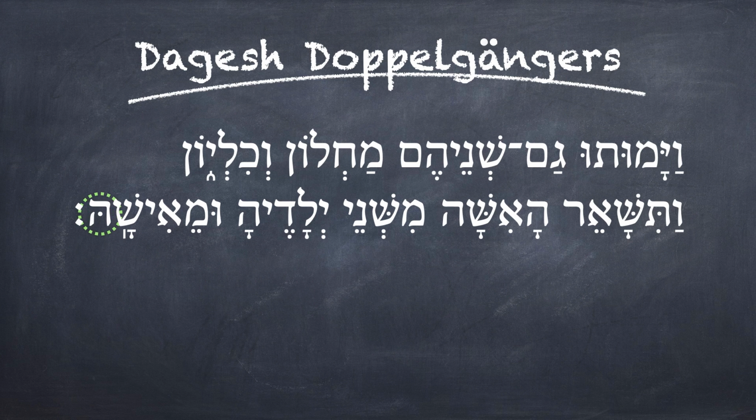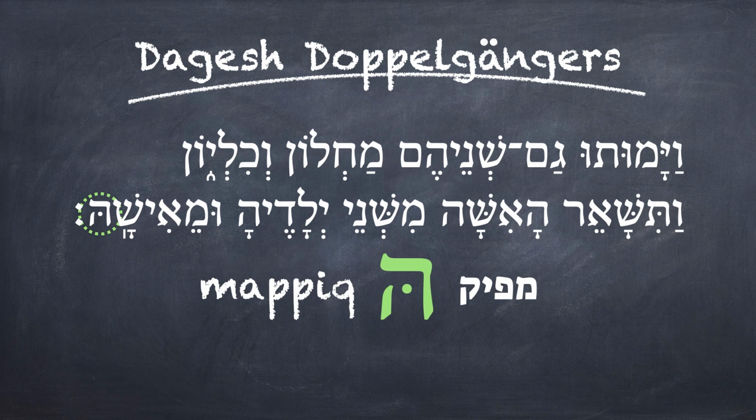Now wait a sec, I can hear you yelling at the screen. Hey is a guttural letter, and you said that they never get a dot. Well, hey never gets a dagesh, but this isn't a dagesh. It is a mapik.